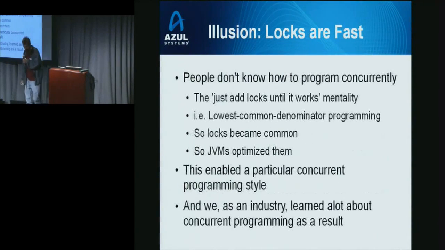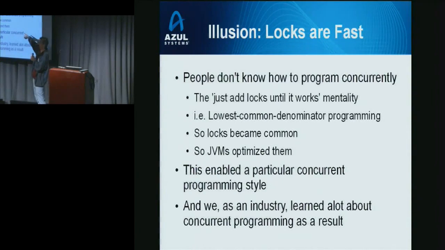People don't know how to write concurrent programs, just in general. So the industry as a whole settled on this "just add locks until it works" kind of mentality, the least common denominator. I don't know why it's busted. I got some weird data race. I'm going to throw another lock in. Throw another lock in. Oh, the bugs went away. Okay, I'm done. Right?